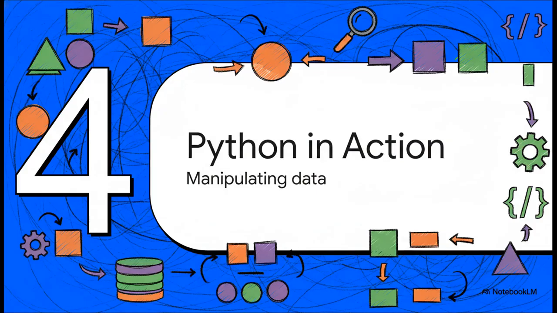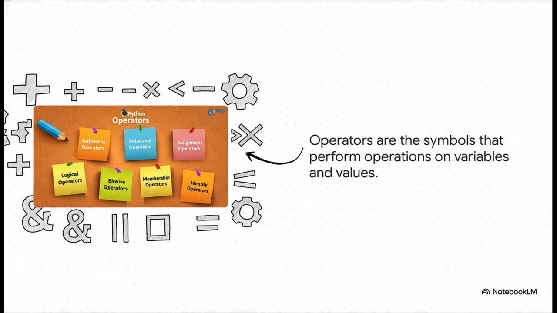So, we've got our data stored in different types. That's a great start. But how do we actually do anything with it? That's where operators and functions come in. These are the tools that let us manipulate, compare, and actually work with our data. The easiest way to think of operators is as the action words, the verbs of Python. They're the special symbols that perform operations. You have arithmetic operators for math, relational operators for making comparisons, logical operators for combining true or false statements, and a few others we'll see.